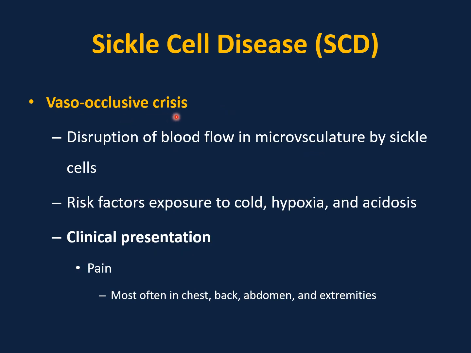Vaso-occlusive crisis is simply pain anywhere in the body. Why? Because of disruption of blood flow in the microvasculature by sickle cells because of irreversible sickling. The risk factors are exposure to cold, hypoxia, acidosis. The clinical presentation: pain anywhere in the body, chest, back, abdomen, or extremities.